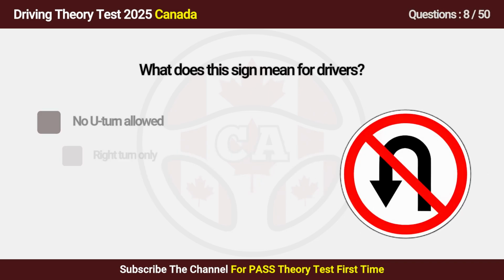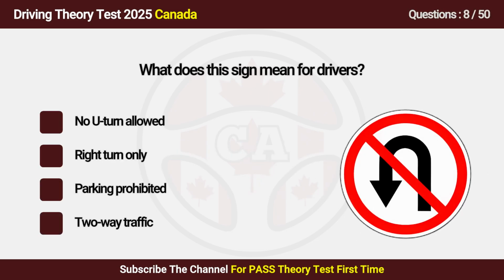Question 8. What does this sign mean for drivers? A. No U-turn allowed. B. Right turn only. C. Parking prohibited. D. Two-way traffic.